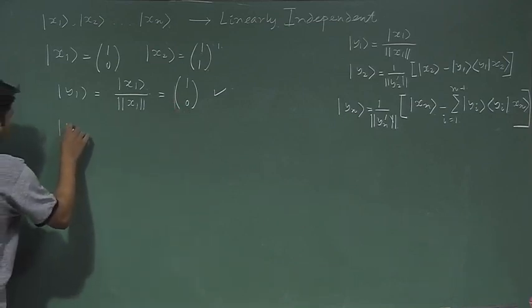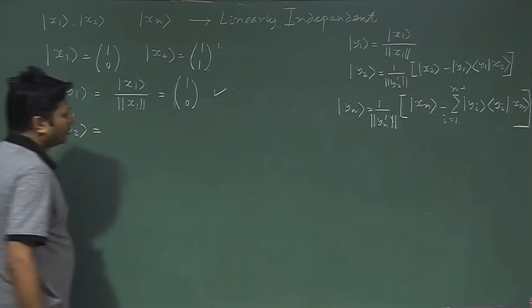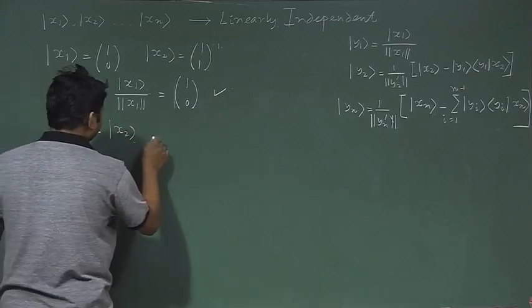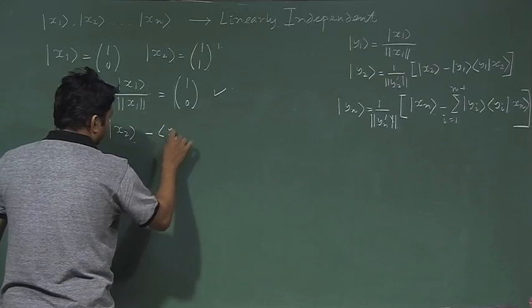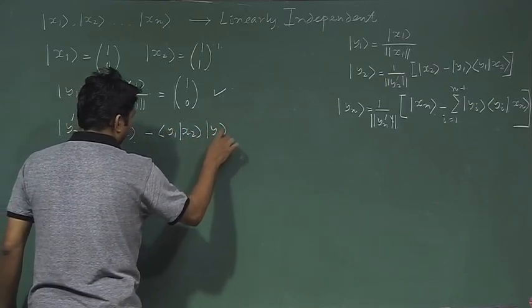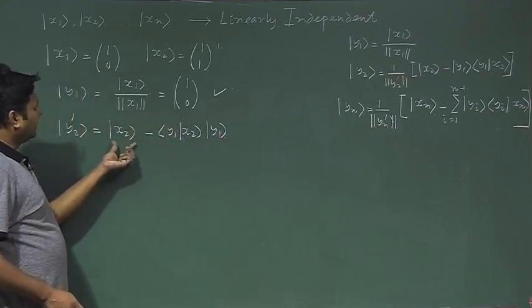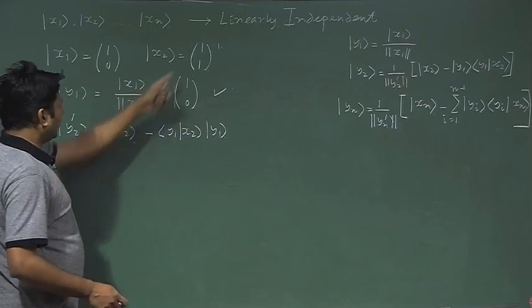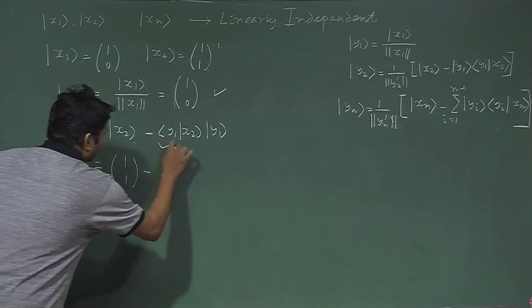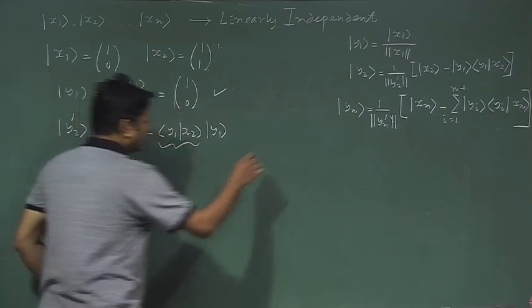Second thing, y2. First I need to find y2 prime. Y2 prime is x2 minus the inner product of y1 and x2, and then y1. Y1 I already found, this quantity I need to find. So, if I write it, it will be 1 1. This quantity is the inner product of y1 and x2.